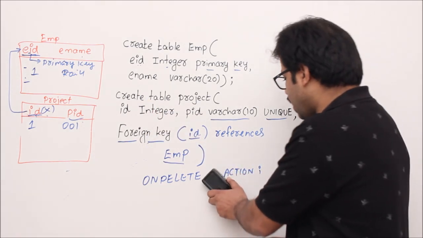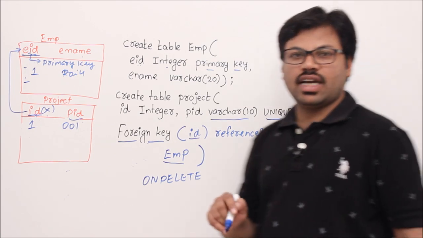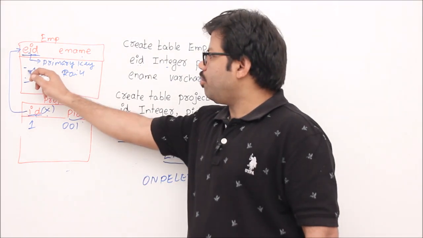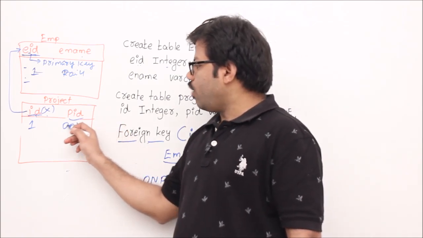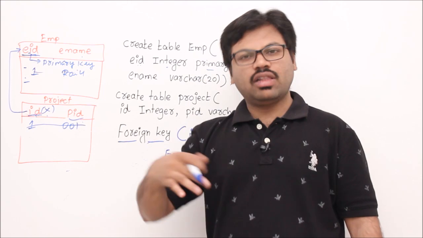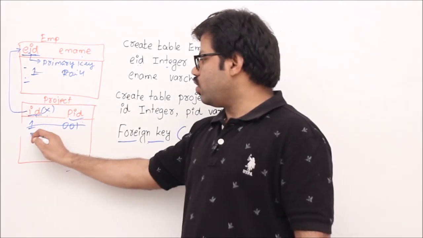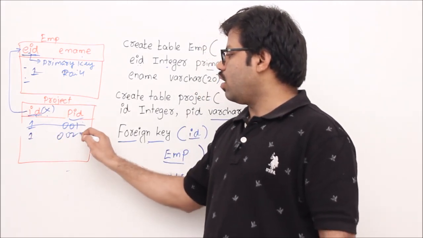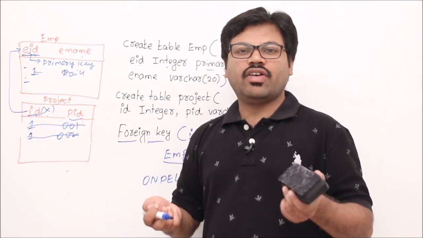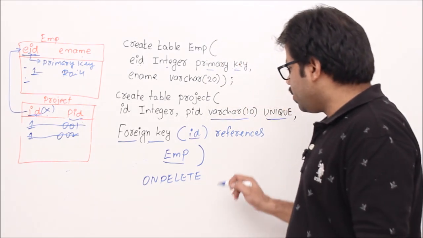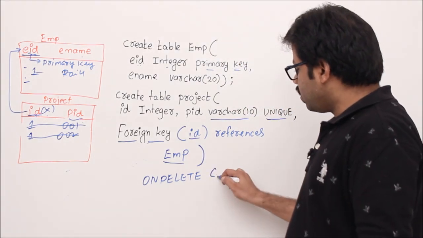Understand? Second strategy, if you want to implement this strategy, what is that? Whenever an employee wants to leave, projects are not so important for me, then automatically I would like to delete him from all the projects. That means you want to delete 1001, 1002, all. So that means you want to have the second strategy. Then what is that? On delete cascade.